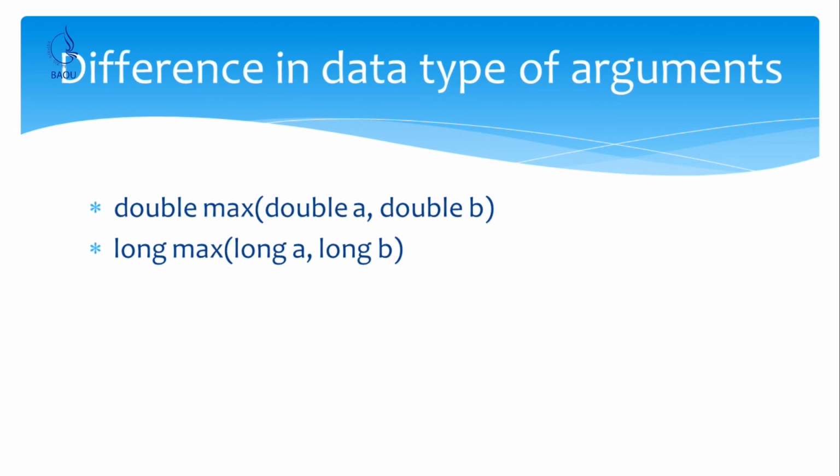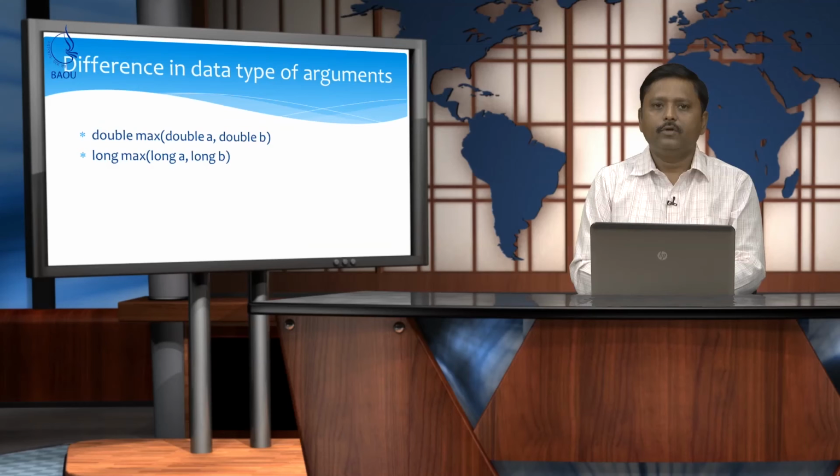The second case is where there is a difference in the data type of arguments, because it has the same number of arguments, but the type of argument is different. In the first case we want to find the maximum of two double values, and in the second case we want to find the maximum of two long values. Here the number of parameters is the same, but what differs is the type of parameters. This is how we can also achieve method overloading.